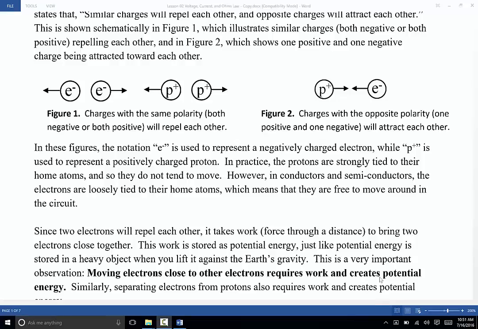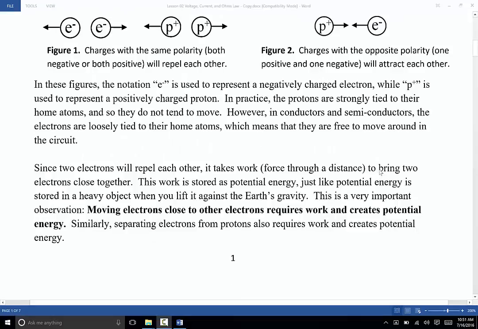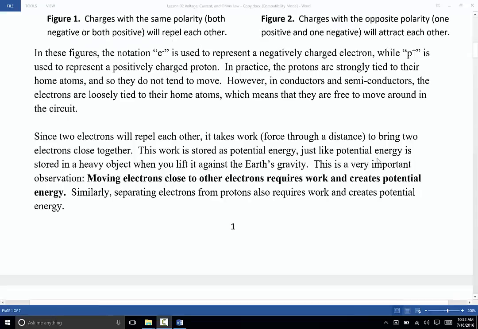So if we focus on the behavior of electrons, as you can see in figure 1, electrons will be repelled by other electrons, and electrons, as in figure 2, will be attracted to protons. And that's very important for us to understand. They will be repelled by other electrons, and they'll be attracted by protons. So moving electrons closer to other electrons will require us to do work and add potential energy to the system. And similarly, if there are electrons that are in the midst of protons, it would take work to pull it away from those protons.